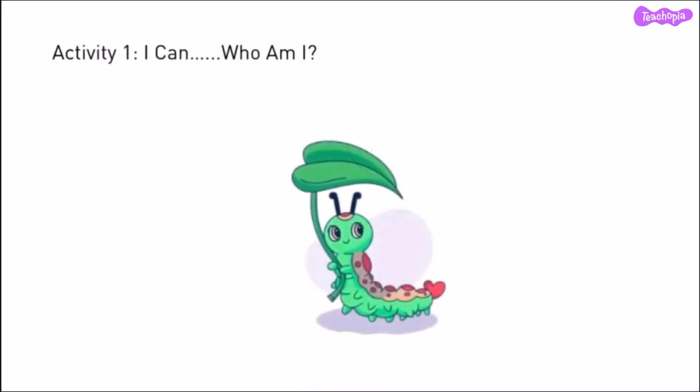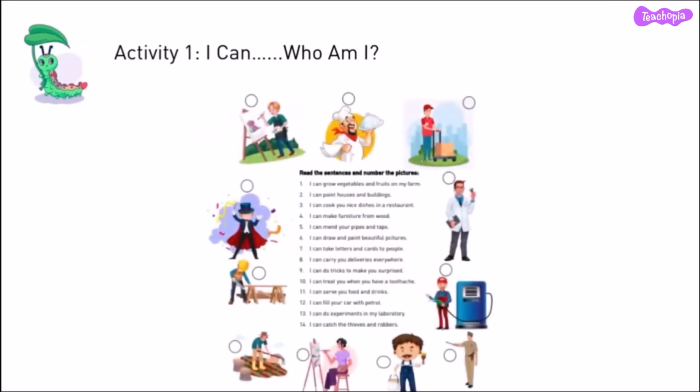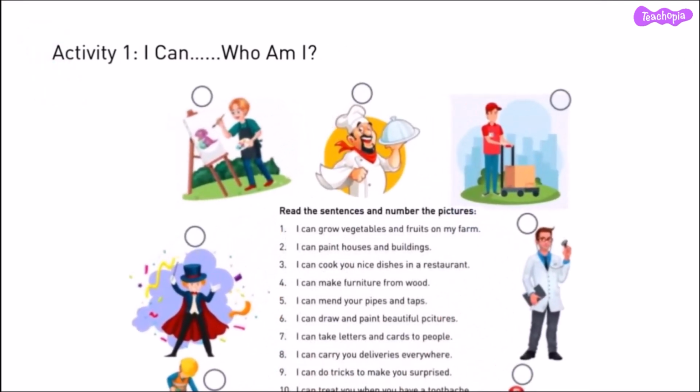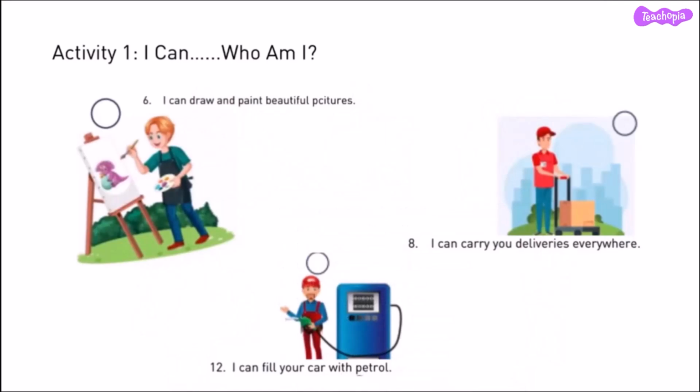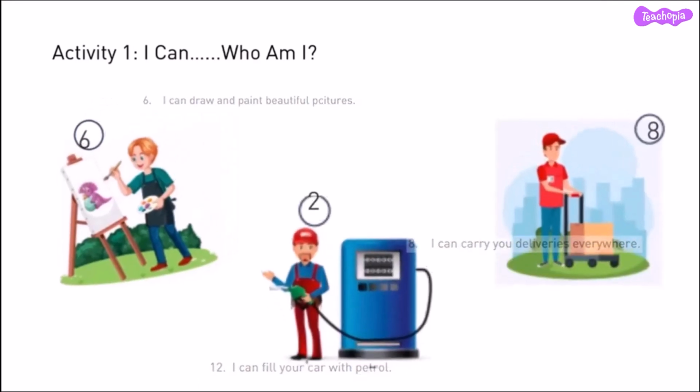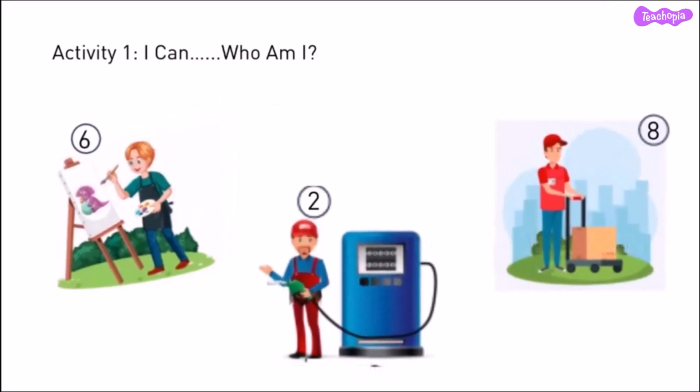Here is the first activity. I can dash, then who am I? Here, the PBL provides statements made by different people along with various images. The learners have to read each statement, then match them to the relevant person in the images given based on the profession shown in that sentence. They will match all images with their statements by writing the number of the relevant statement on the matching image.